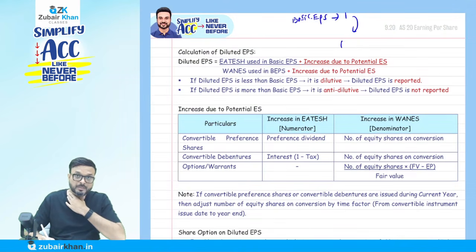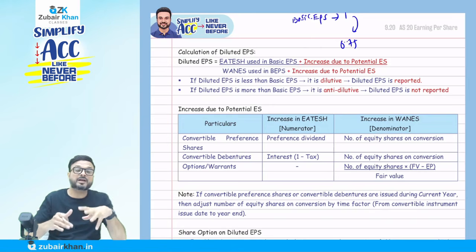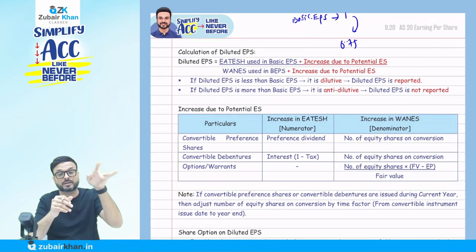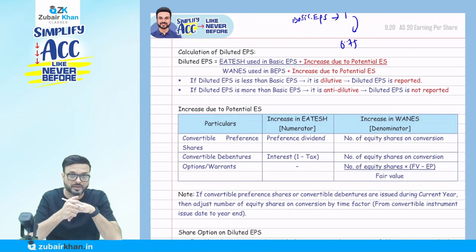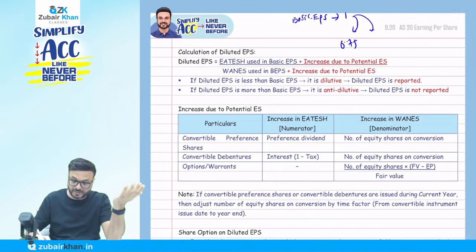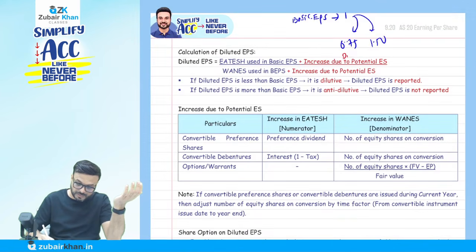So if that is coming 0.75, it is diluting. Basic EPS is 1. If they converted today, then the EPS would be 0.75. It's diluted because it is reducing from 1 to 0.75. If the basic EPS is 1 and if they convert today, then it is coming 1.50. It is anti-diluted. So this is diluted, and this is anti-diluted.